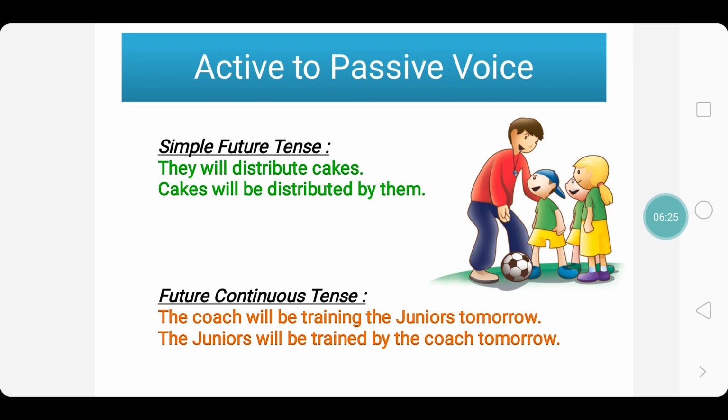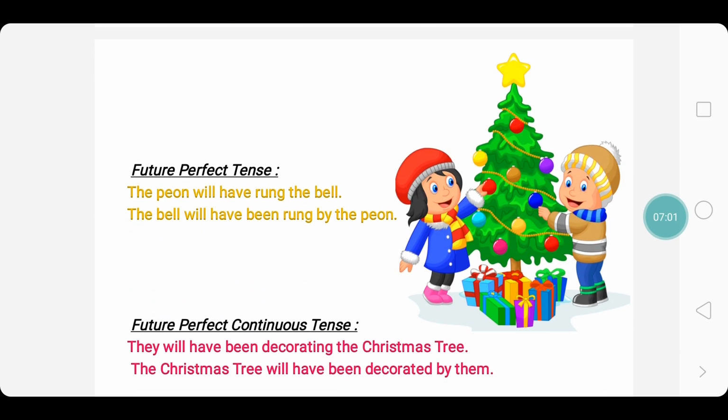For future continuous tense, the coach will be training the juniors tomorrow. This will be converted as the juniors will be trained by the coach tomorrow. Look children, here also the continuous tense cannot be represented because already be is there. We cannot use being. Hence, the future continuous tense can also not be represented in continuous tense in passive voice. It remains in the future tense only. That is simple future only.